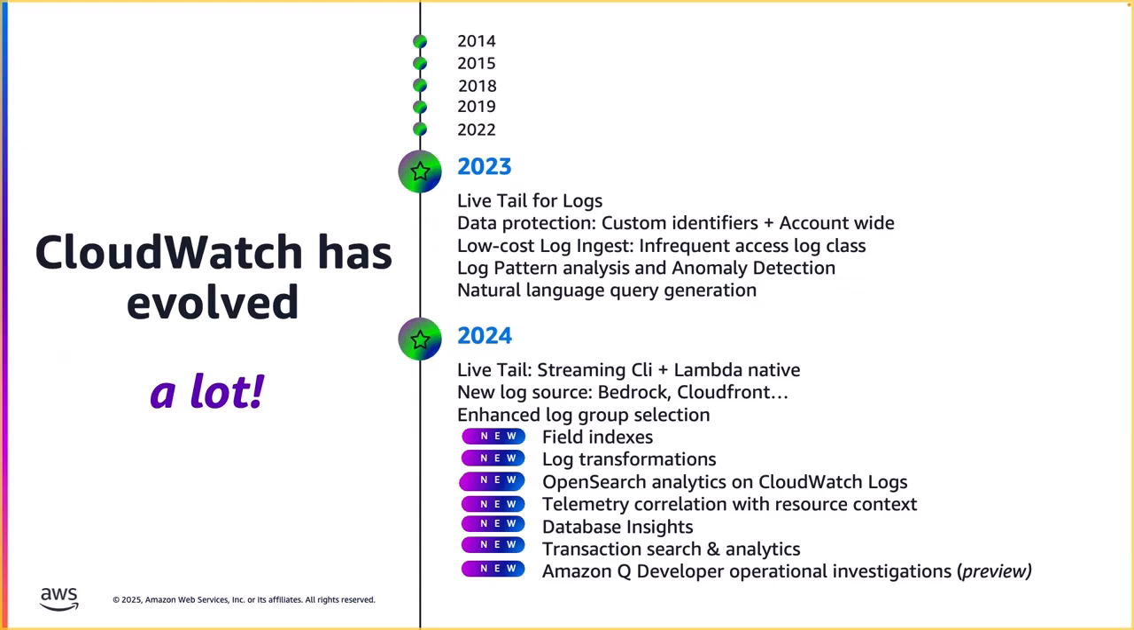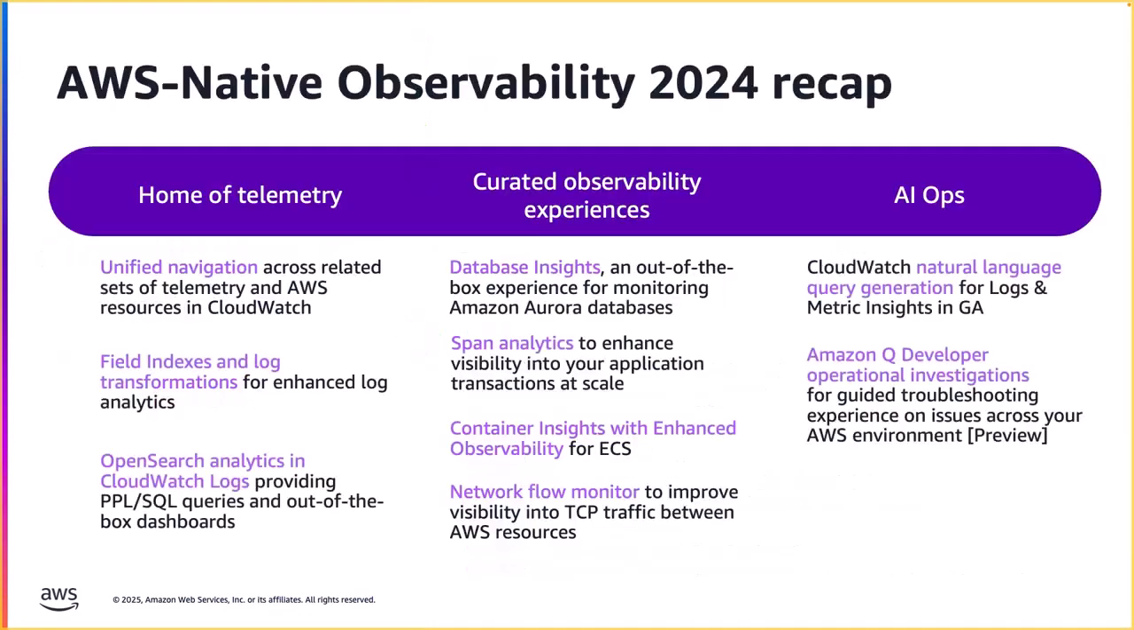Moving on, in 2024, some of the key launches that we have had, again, we have a dedicated slide just for recap, but some of the critical ones called out are field indexes and log transformation. There's a whole big list of launches that we have had, with the new log sources of Bedrock and CloudFront, Live Tail with streaming CLI and Lambda native. And we also have the Amazon Q Developer operational investigation, which was in preview, but now it's in GA.